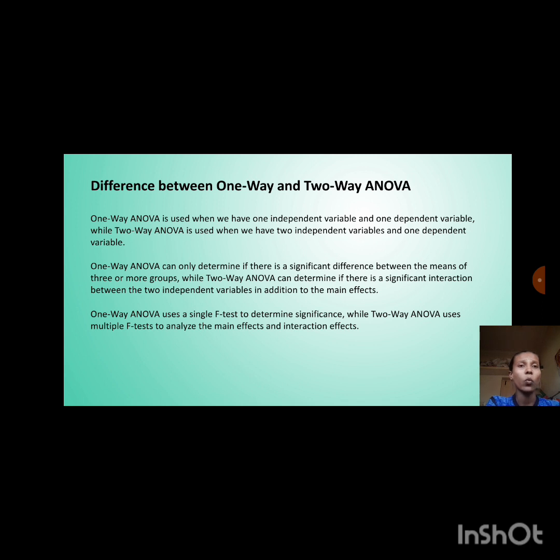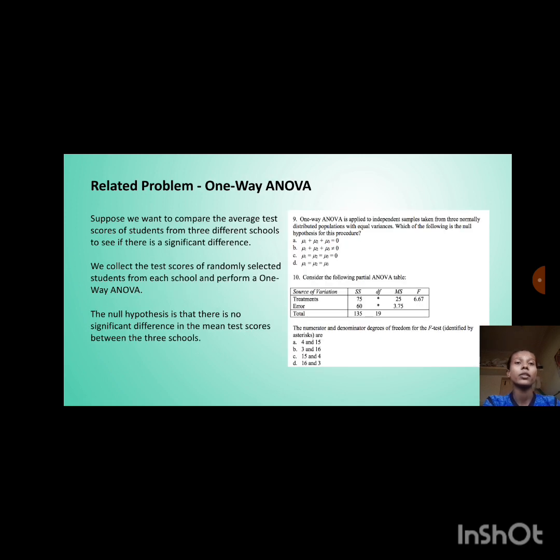One-way ANOVA can only determine if there is a significant difference between the means of three or more groups, while two-way ANOVA can determine if there is a significant interaction between the two independent variables in addition to the main effect. One-way ANOVA uses a single F-test to determine significance, while two-way ANOVA uses multiple F-tests to analyze the main effect and interaction effect.